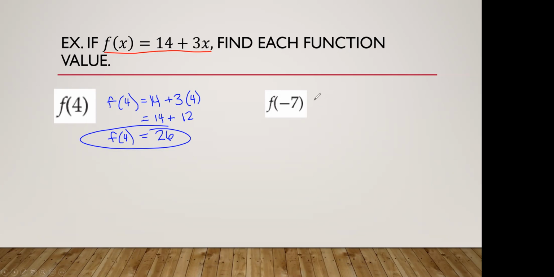And then here I have f of negative 7, okay? So f of negative 7 equals 14, using the same function here, plus 3, and instead of x, I'm putting negative 7 in parentheses, okay? So I've got 14 plus 3 times negative 7. 3 times negative 7 is negative 21, right? So now I have 14 plus negative 21, so you have to remember your rules for integers here, okay? If I'm adding and my signs are different, I'm going to subtract. So 21 minus 14 is 7, and I keep the sign of the number with the larger absolute value. So that would be negative 21, so it's going to be negative 7. So f of negative 7 is equal to negative 7, okay?